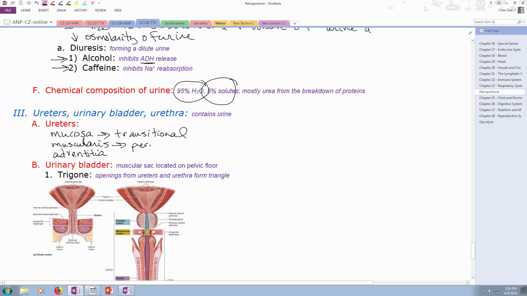Okay, don't forget peristalsis. Conducts urine to bladder. It doesn't matter if you're standing up, laying down, or on your head. Urine is actually going to be pushed towards the bladder. Now, the urinary bladder indeed is a muscular sac.